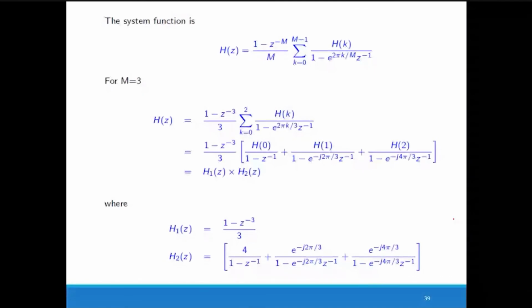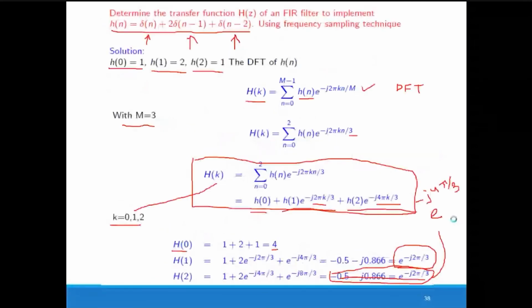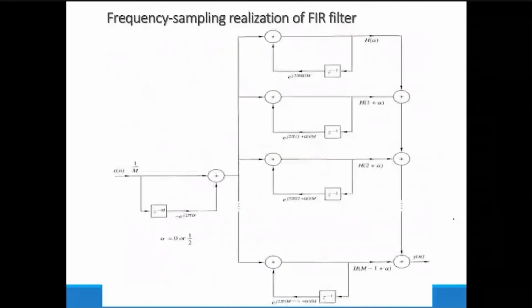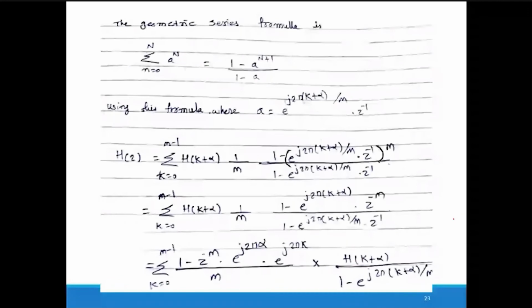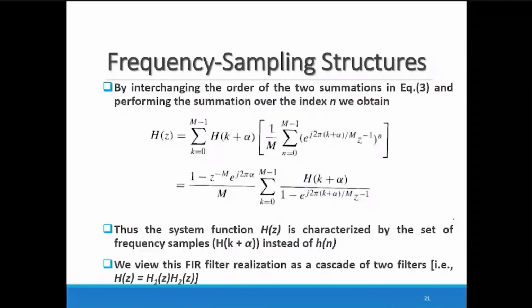That is what we derived earlier. Let me show you, just a second. Okay, this is what we derived when we discussed the frequency sampling structure. This one. Okay, and the only difference is here alpha is equal to 0, so this term is not present over here, and here e raised to j 2 pi k is present, but this alpha term is not there, as alpha is 0 over here.